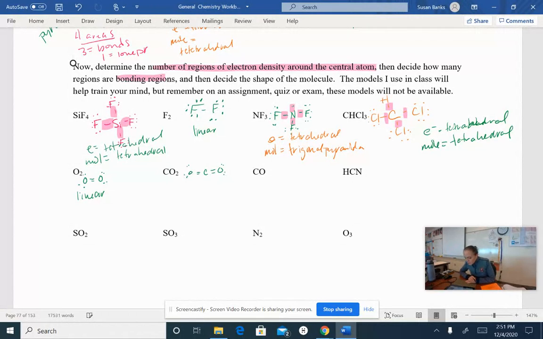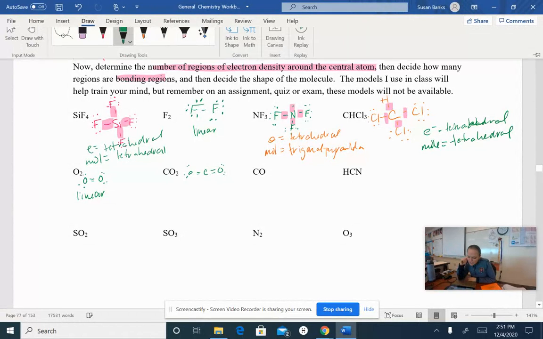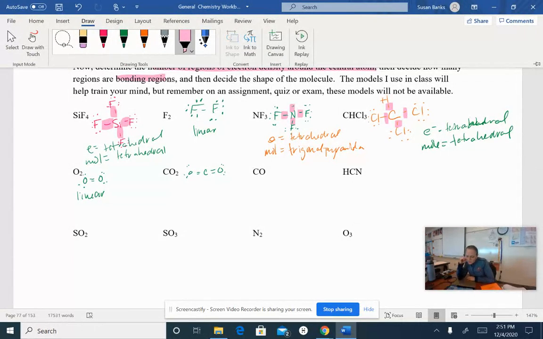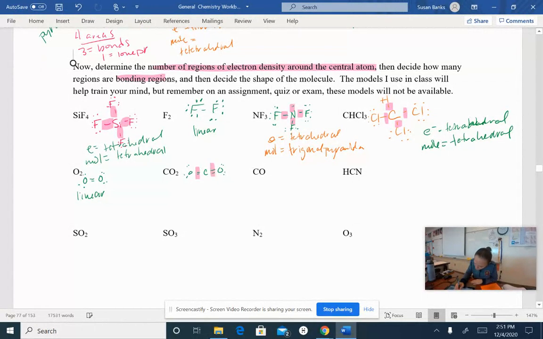All right, there's our Lewis structure. How many areas around that center atom do I have? Did you guess 2? Remember, double bonds and triple bonds just count as 1 area. So indeed, I only have 2 areas of electron density around that atom. So let's look at that chart down below.